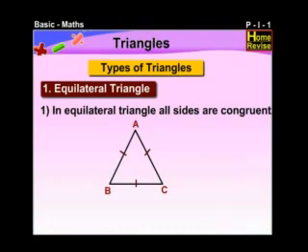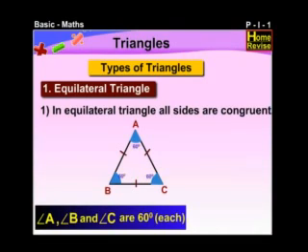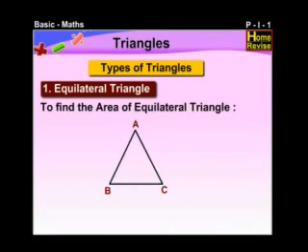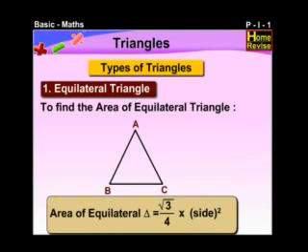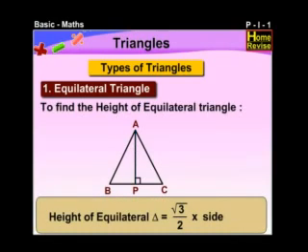Number 1, in an equilateral triangle, all sides are congruent, that is equal, and all angles, that is angle A, angle B and angle C, are 60 degrees. To find the area of this equilateral triangle, one formula is there. Area of equilateral triangle is equal to √3 upon 4 into side square. To find the height of an equilateral triangle, height is equal to √3 upon 2 into side.